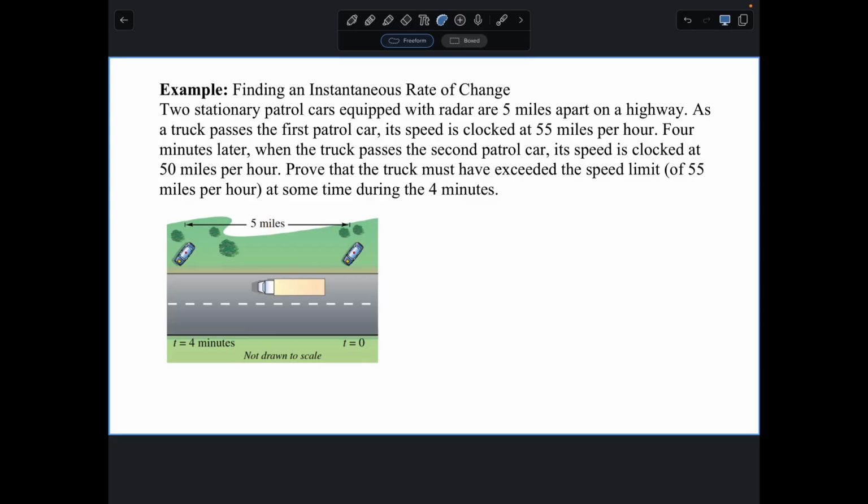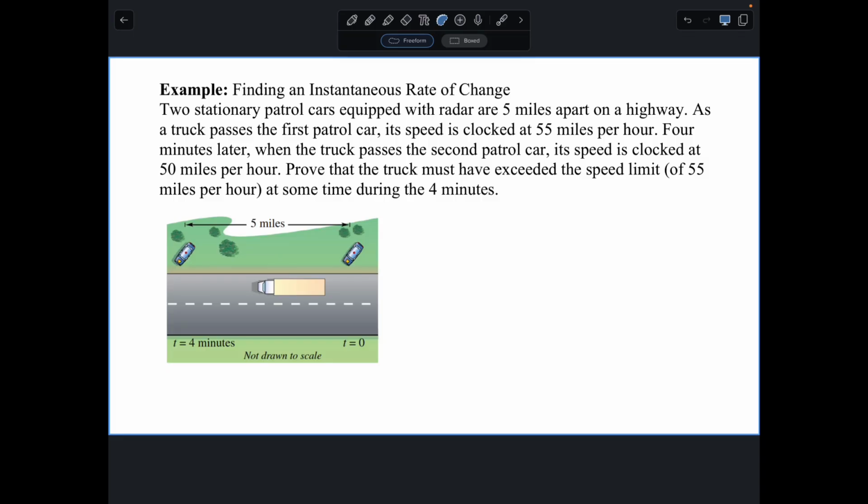Finding the instantaneous rate. Okay, so two stationary patrol cars are 5 miles apart on a highway. As the truck passes the first patrol car, its speed is clocked at 55 miles per hour. Four minutes later, when the truck passes the second, its speed is 50 miles per hour. Prove that the truck was exceeding the speed limit of 55 miles per hour at some time during the 4 minutes.